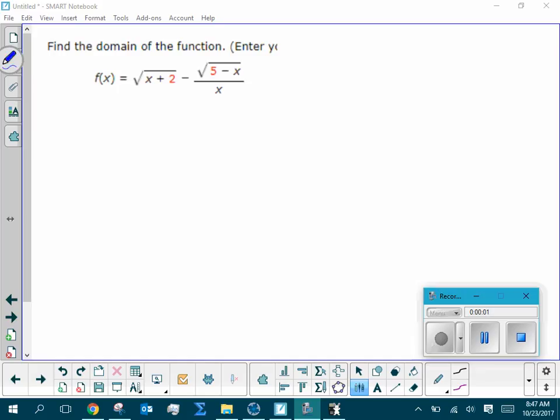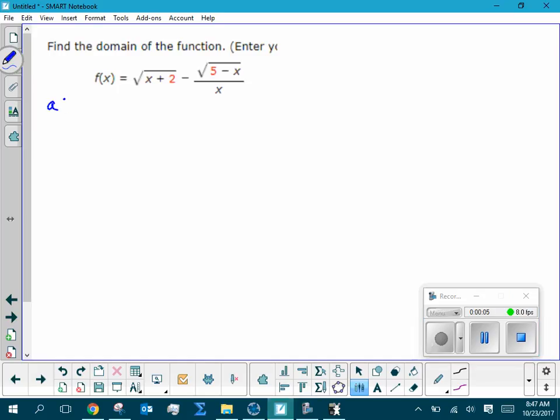So again, the same concept applies on this one. Maybe the original function a of x was root x plus 2, and then b of x is root 5 minus x over x. And really that one could be a composition of other functions too, couldn't it?